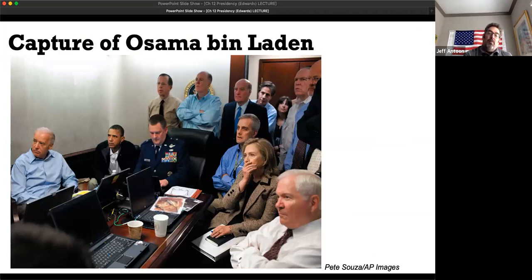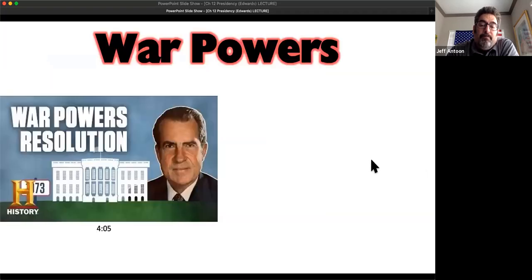Look at Obama and Biden, and Hillary Clinton was Secretary of State. This was the moment that we went in the raid to get Osama bin Laden, and eventually they killed him there and buried his body at sea so there could be no memorial to him. But again, this was that moment. They have the power to do this.